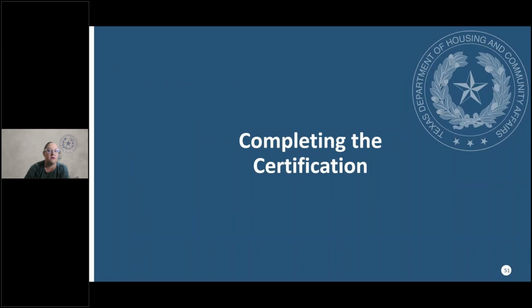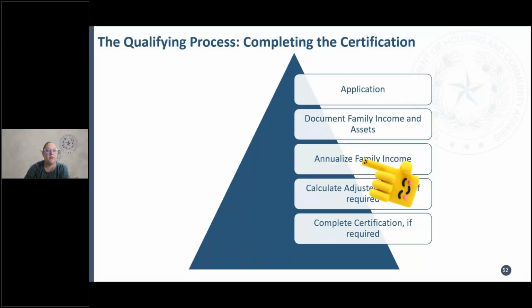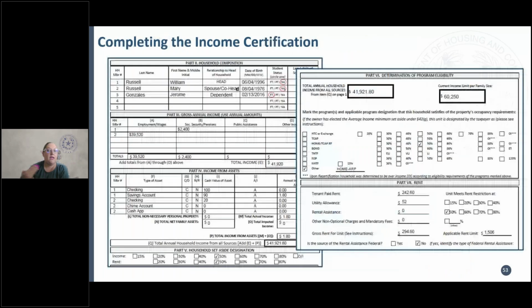So now we've got to fill in our certification. We've done the application, we've documented everything, we've annualized our income, we've adjusted the income. Now we've got to put it together. In your handouts, there was a blank certification with just the household member information completed. If you were filling in your stuff, I would anticipate it to look like this. We've got our $2,400 in Social Security for William listed there in part 3. And then Mary's employment income for a total of $41,920.